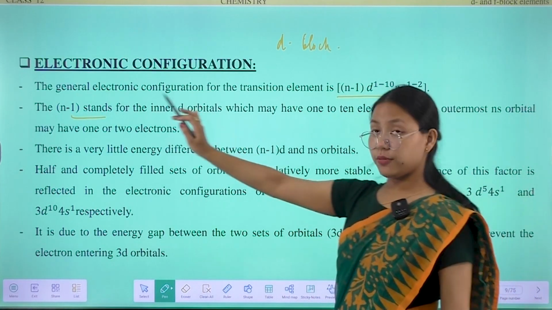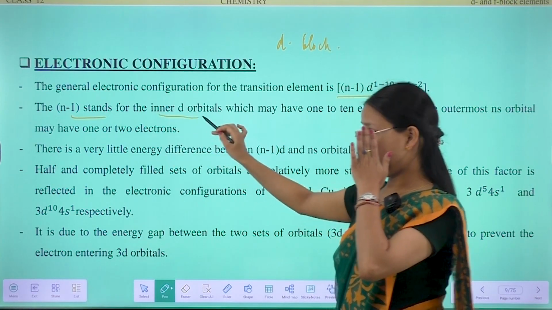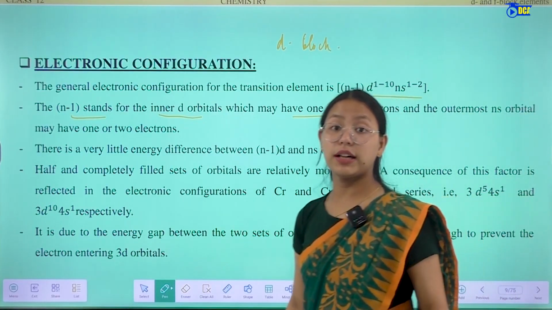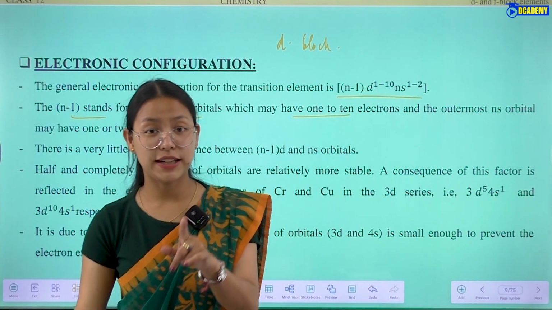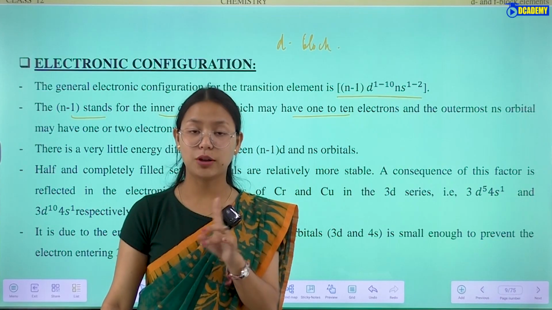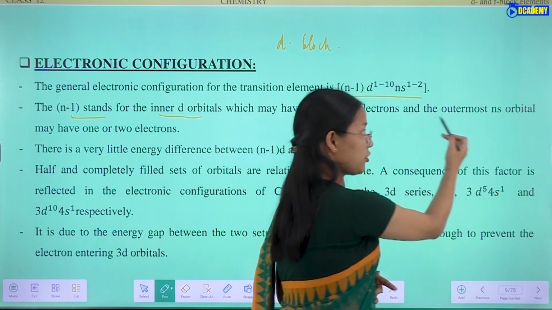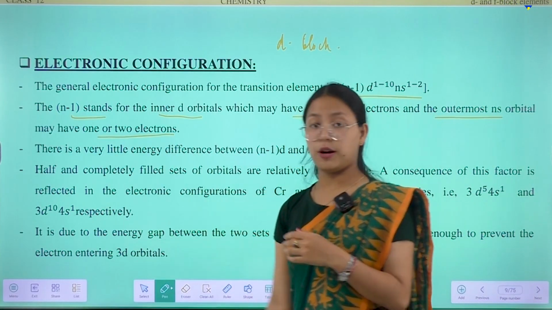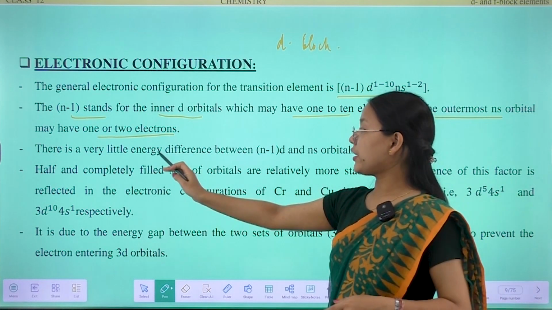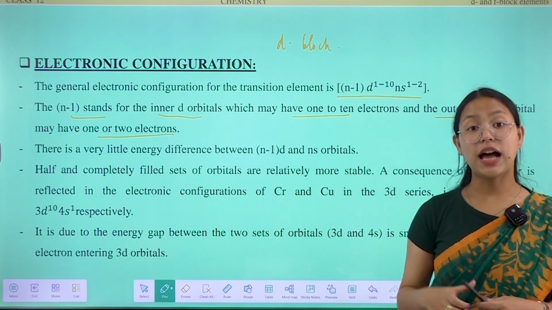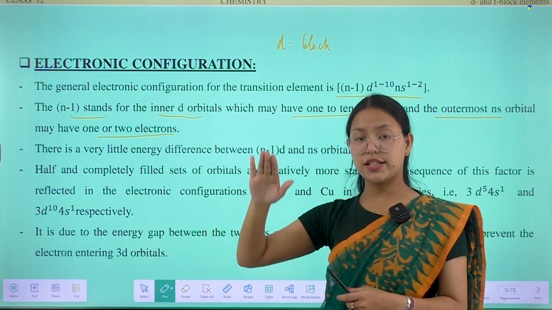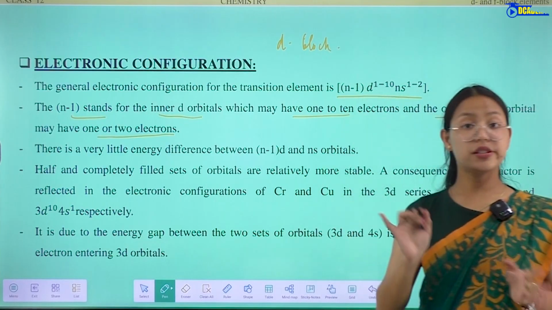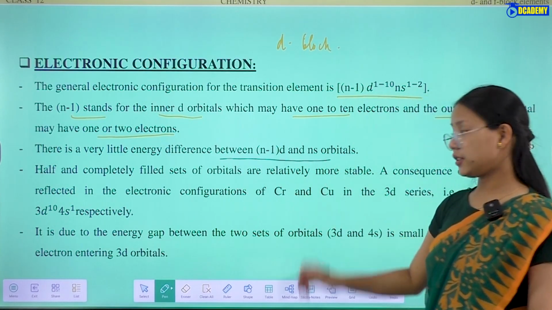So n minus 1 stands for the inner d orbital, which can have 1 to 10 electrons, because it is a d orbital and can hold a maximum of 10 electrons. Then the outermost ns orbital has 1 to 2 electrons. There is a very little energy difference between these two orbitals.